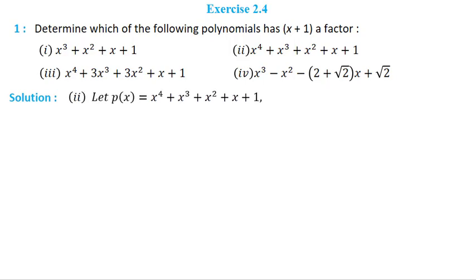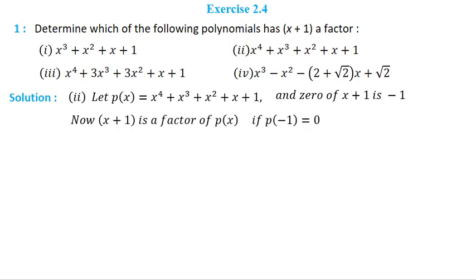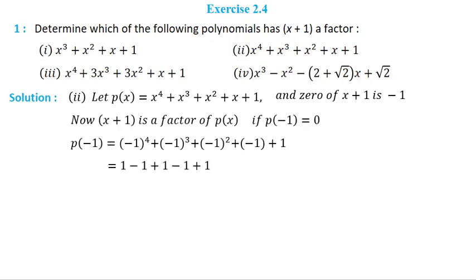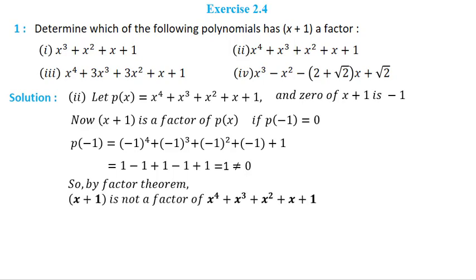The second question is x power 4 plus x cube plus x square plus x plus 1. Here again we will find the zero of x plus 1. Now the zero of x plus 1 is minus 1. Again we will find p(-1). Now here p(-1) is 1. This is not equal to 0. So we will say that x plus 1 is not a factor of x power 4 plus x cube plus x square plus x plus 1.